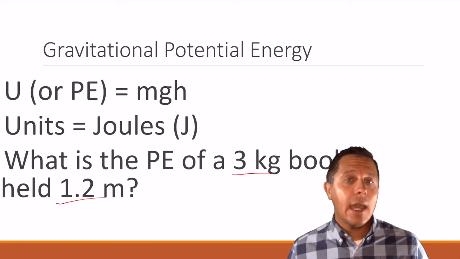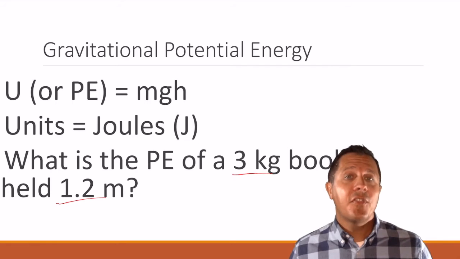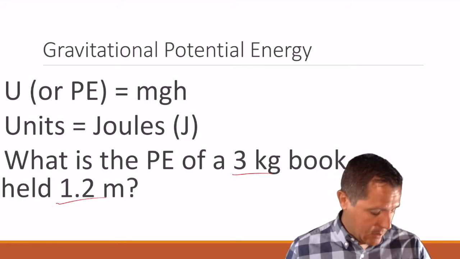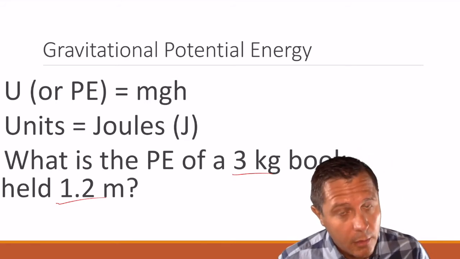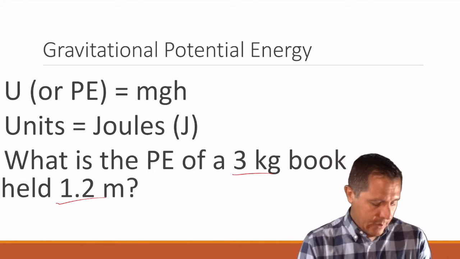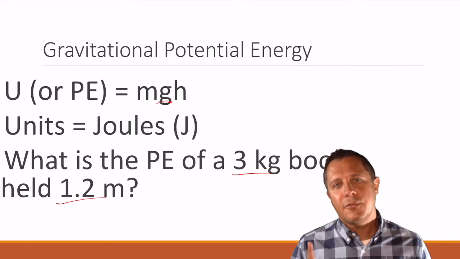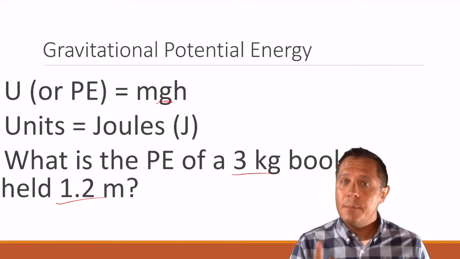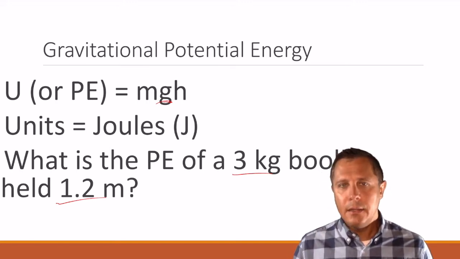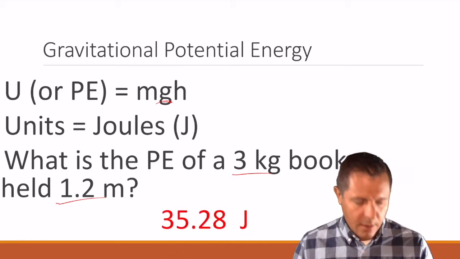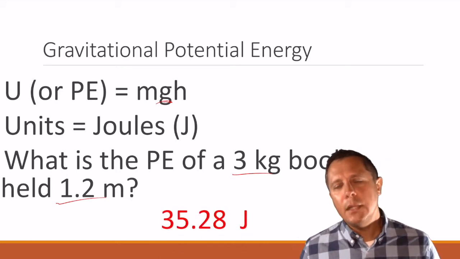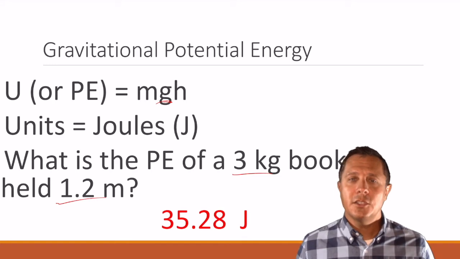If you got an answer of 3.6, you're wrong. Don't forget about gravity. That could be a common mistake that some students are going to make. Do not forget that you have g, which is 9.8, plugged into that. So the answer really should be 35.28 joules of potential energy.